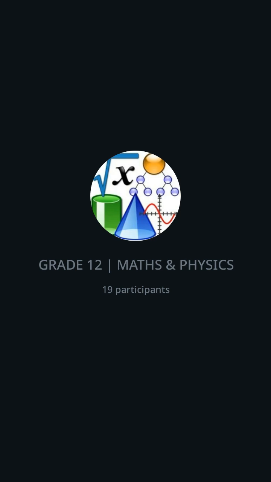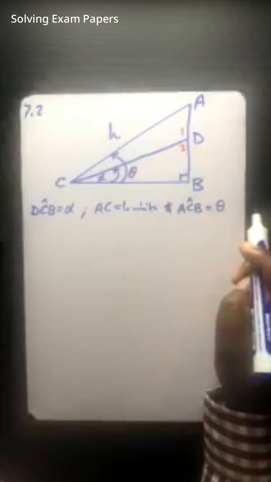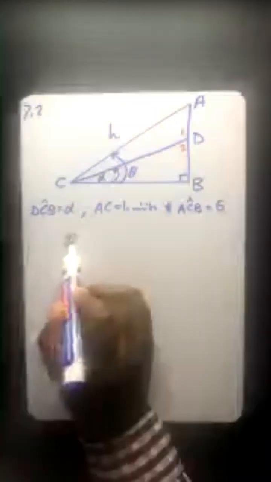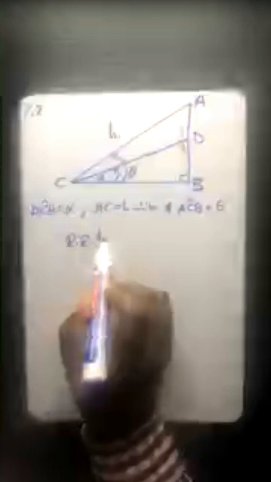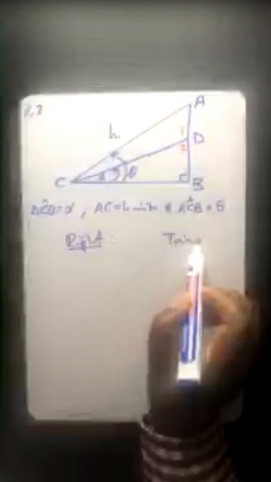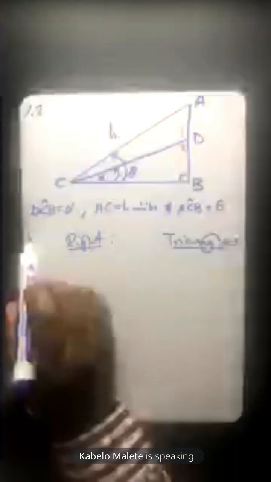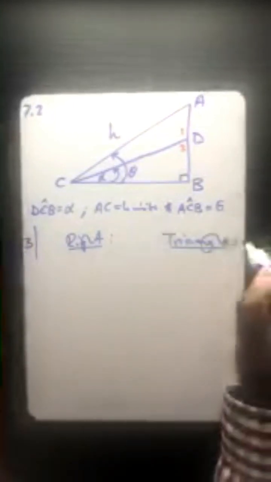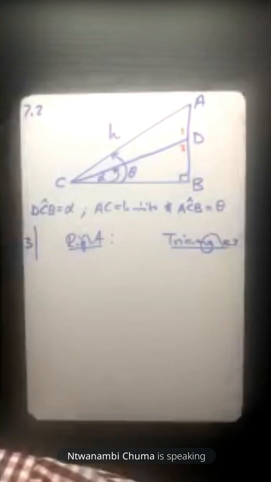Triangles. Then now, how many of them are right angled triangles, and how many of them are just triangles? We've got 2 right angled triangles and 1 triangle.